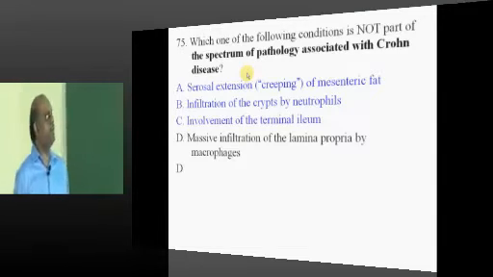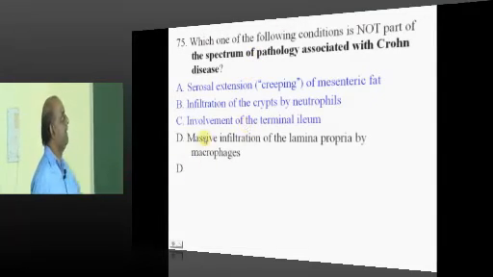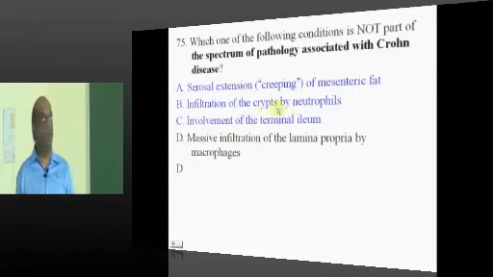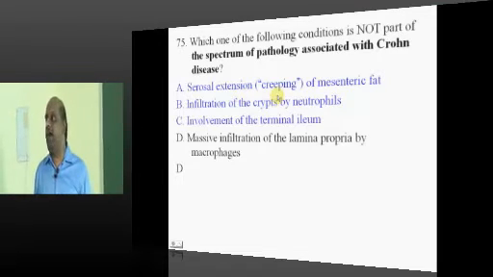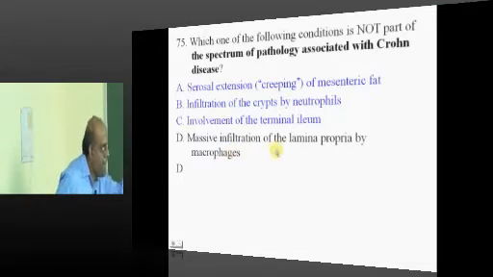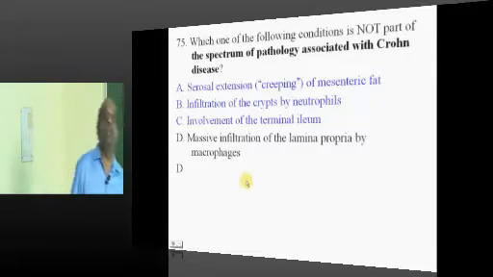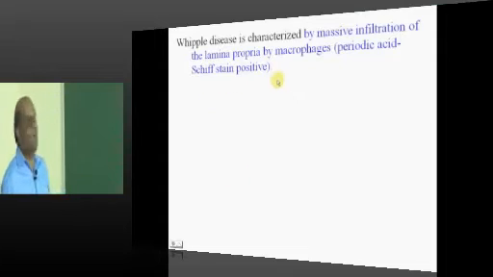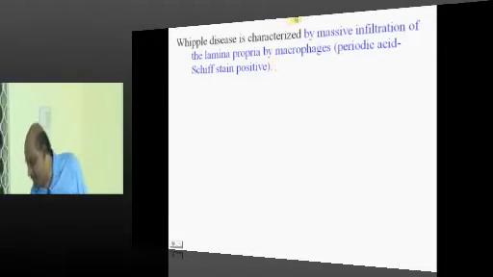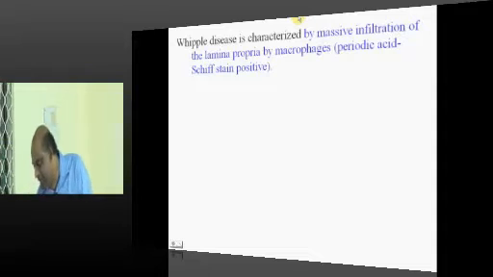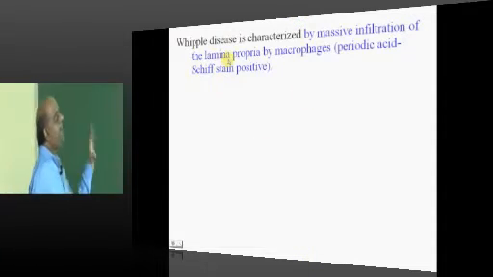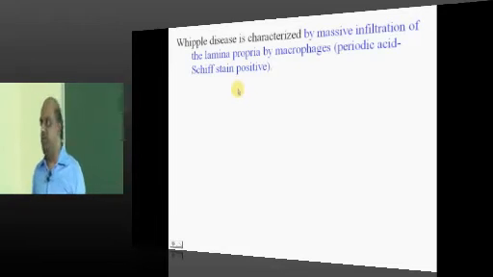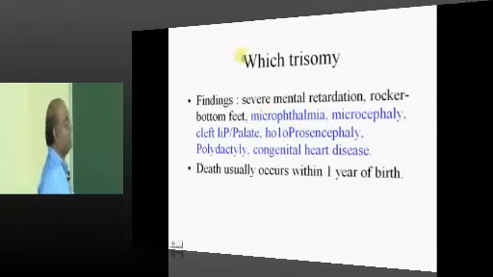Now coming to the spectrum of pathology in Crohn's, there is an involvement of terminal ileum, infiltration of the crypts by neutrophils and creeping mesenteric fat. In which condition do you have massive infiltration of the lamina propria by macrophages? In case of? Excellent. Tropheryma whipplei leads to the development of Whipple's disease, where there is a massive infiltration of the lamina propria by macrophages which leads to PAS positive substances, which needs to be remembered.